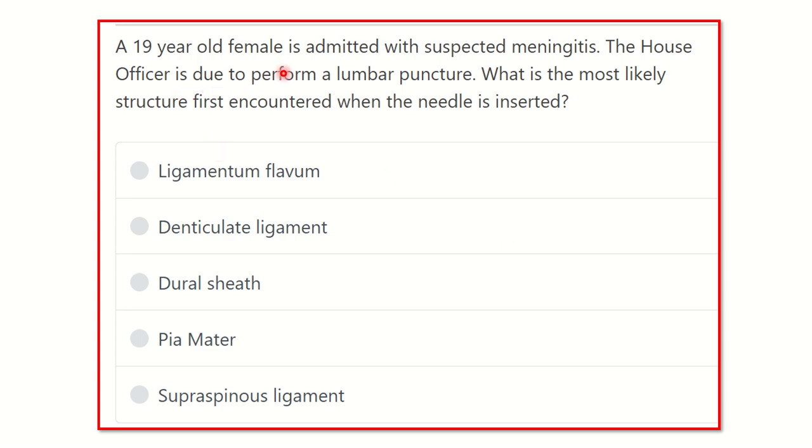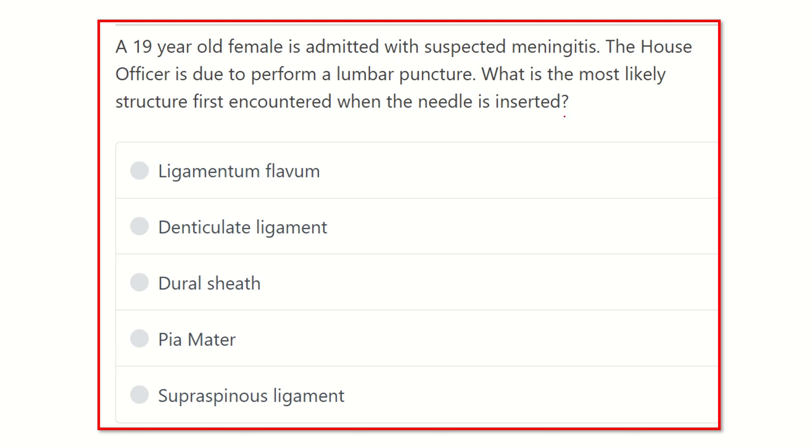A 19 years old female is admitted with suspected meningitis. The house officer is due to perform a lumbar puncture. What is the most likely structure first encountered when the needle is inserted?